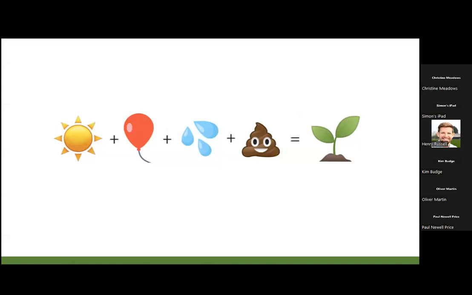So there's the equation. We want sun, we want energy, we want carbon dioxide, we want water, and we want nutrients, macro and micronutrients. And together, all of these things then drive that process of plant growth, production, biomass production, yield, but also, all through that process of photosynthesis, how the plants derive their energy.